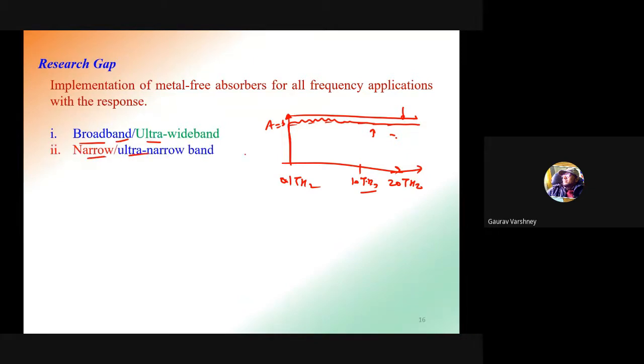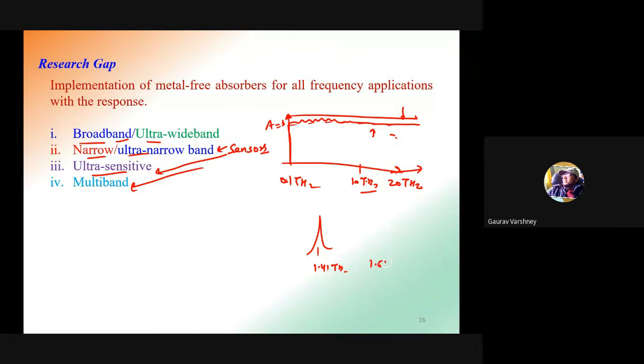Narrowband, ultra narrowband absorbers, you already know this. These can be utilized in sensors, we had discussed it. Ultra sensitive, again these can be utilized in sensors with high refractive index performance. Multiband, you know well: suppose influenza H1N1 frequency is 1.41 terahertz, and cancerous tissues reflect some frequency at 1.65 terahertz. If we develop a single device which can provide one peak at 1.41 terahertz and another peak at 1.65 terahertz in the absorption spectrum.